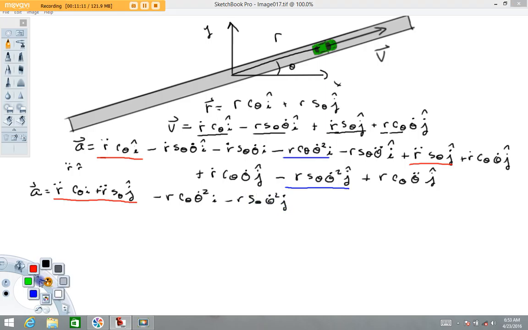Now I'm going to underline this in blue. These are all common terms because they have theta dots. If you look at this carefully, you can factor out the r theta dot squared, and you're left with minus cosine theta i minus sine theta j. Well, minus cosine theta i minus sine theta j is minus r hat direction. So this term in blue is equal to r theta dot squared, minus r hat direction. That's the centripetal term from the rotation of the car.